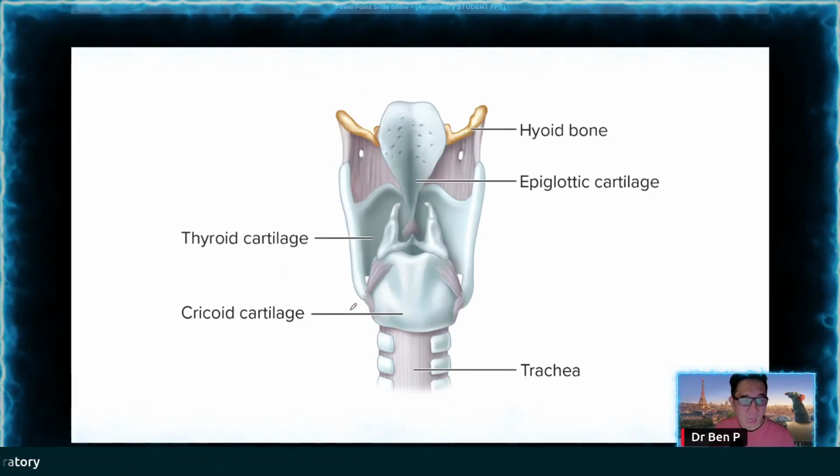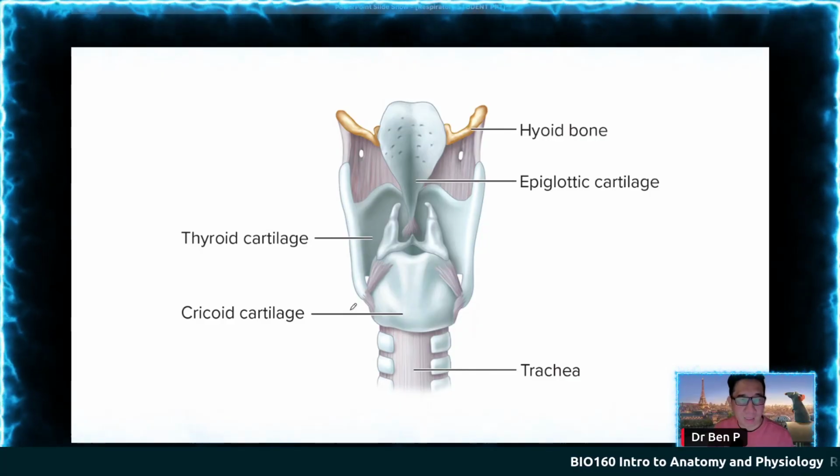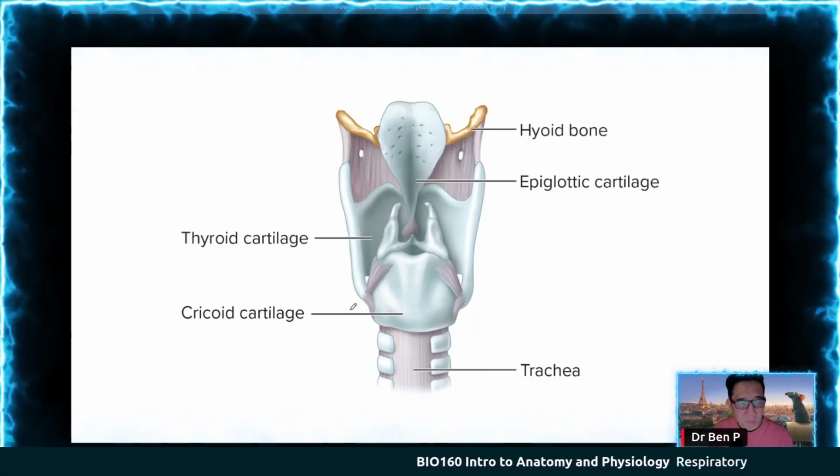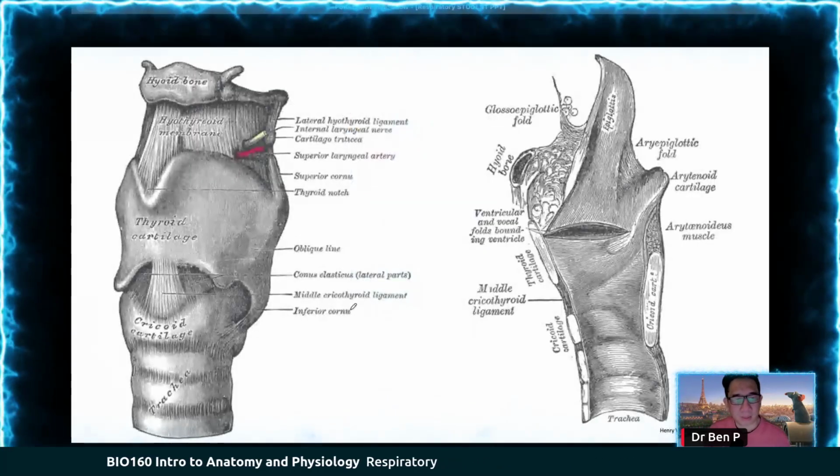Okay. Going from the back right here, you see the thyroid cartilage, the epiglottis, seen clearly, and the cricoid cartilage from the back side. Okay.